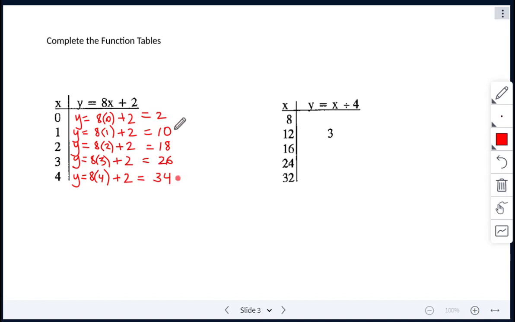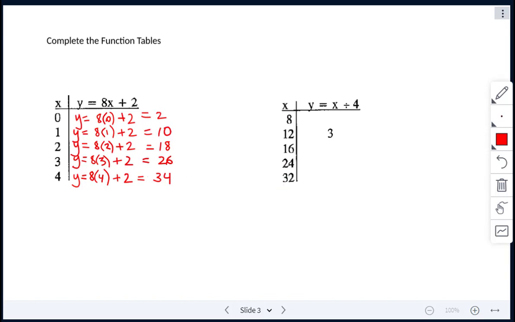So these are our values of y. These are the values for x. So what I'd like you guys to do next is try this next function table. These are the values for x. This is your equation. y is equal to x divided by 4. One is already done for you here. So it would have been 12 divided by 4, which gives me 3. So I just need you to figure out the other 4. 1, 2, 3, and 4. And just put your answers into the private chat, please.